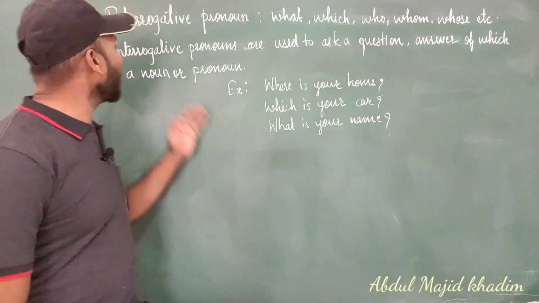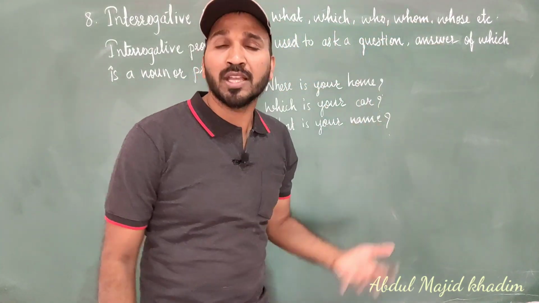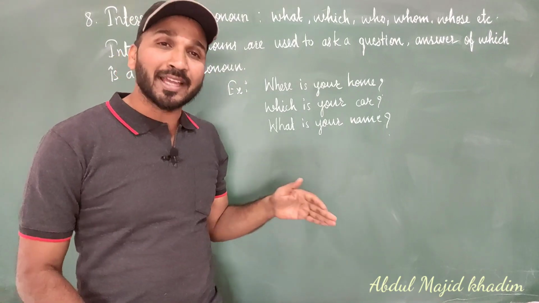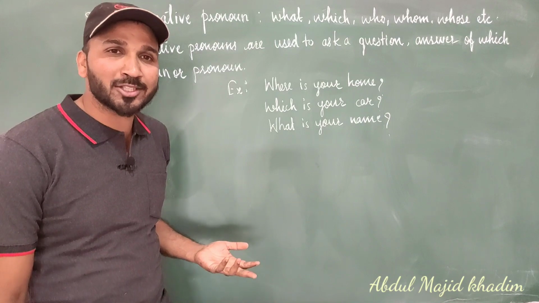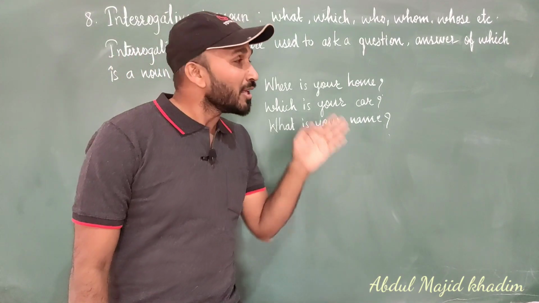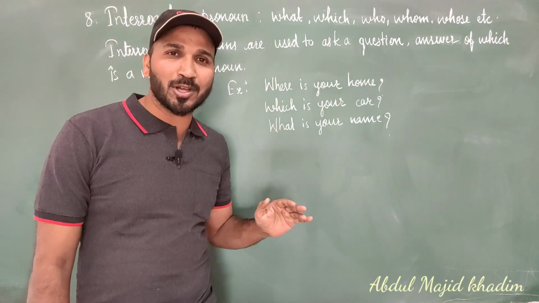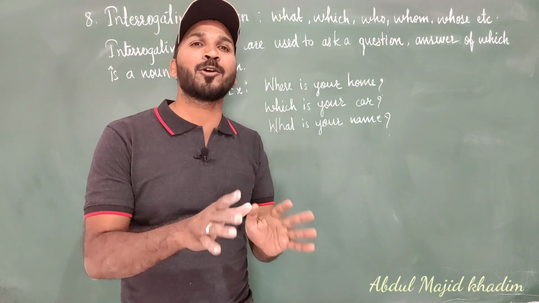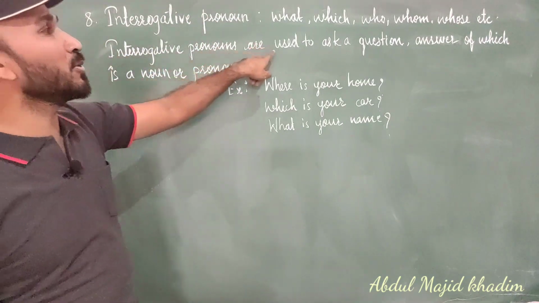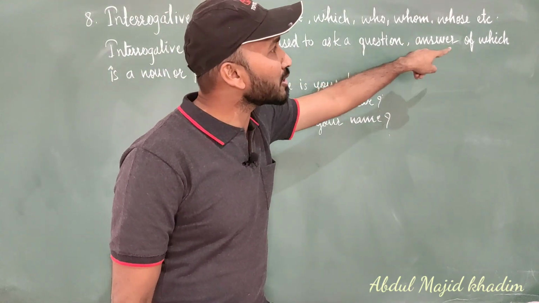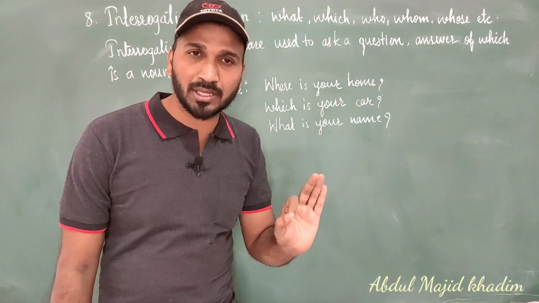The next is the interrogative pronoun. Interrogative pronouns are what, which, who, whom, whose, the WH words which we use. Why do they call it interrogative? Interrogative means asking a question. So these pronouns are used to ask a question, and the answer will be a noun or pronoun. So let's see the definition. Interrogative pronouns are used to ask a question, the answer of which is a noun or pronoun. It should be a noun or pronoun.